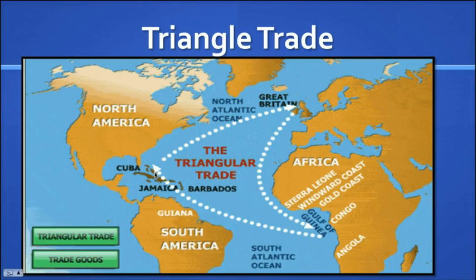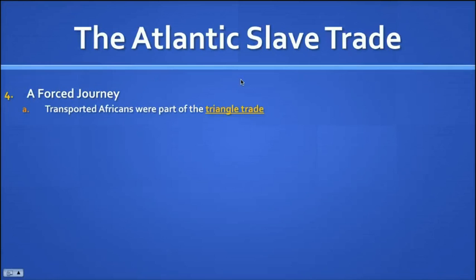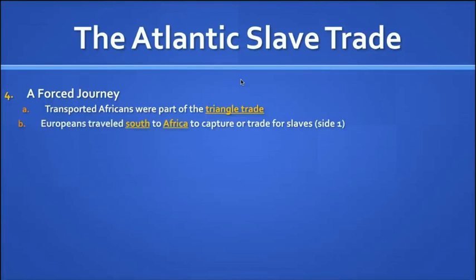You would then sell your Africans and make money, and then you would load up on goods like tobacco and cotton and different things that North America or Central America offered that Europeans didn't have back home. And then you would travel back home and sell those goods. You would make money on several of these stops, and when you're done, what you see here is basically a triangle. So we're going to talk about the triangle trade, or triangular trade. Transported Africans were part of the triangle trade. So let's put this on paper here.